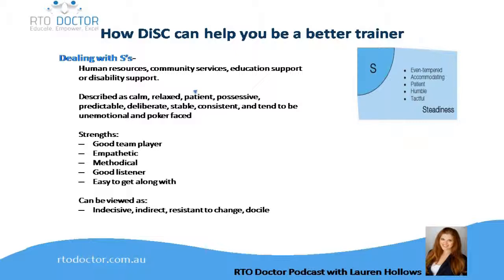S's are very much driven by wanting to be recognized for personal accomplishments, but through group acceptance and helping the group achieve goals and things like that. They very much like maintenance of the status quo. They can be quite resistant to change at times. They like things to stay the same. They like to be able to maintain what their environment is. They can at times, because of that, be viewed as indecisive, indirect, resistant to change, and docile.